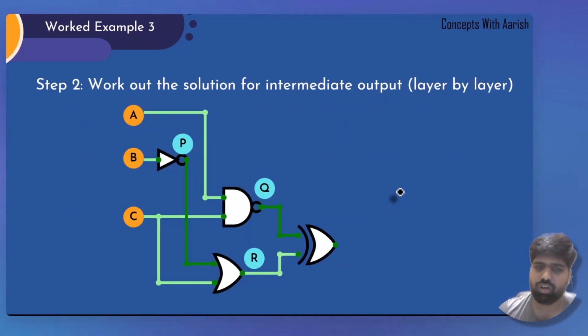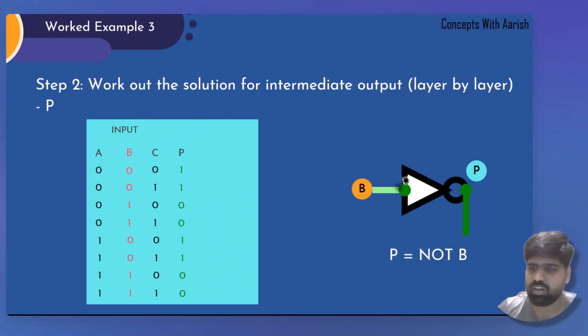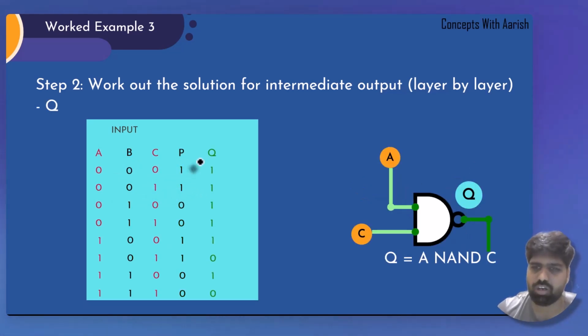First of all, this one is P, this one is Q, and this one is R. First I have to produce P. P is not B, so you take B and flip all the values, and that's how you get a not. Then A NAND C: you take input from A and input from C, and then apply NAND there. Over here we have the final result as out. Let me show you how it's done.